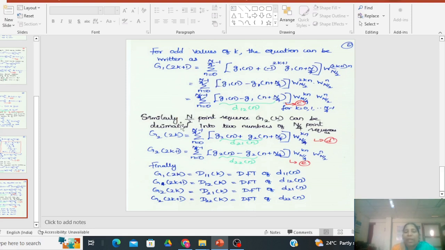Similarly, we have to decimate g2 of k into d21 of n and d22 of n. Now finally we have g1 of 2k as d11 of k, which is the DFT of d11 of n. g1 of 2k plus 1 is d12 of k, which is the DFT of d12 of n. g2 of 2k is d21 of k, which is the DFT of d21 of n. g2 of 2k plus 1 is d22 of k, which is the DFT of d22 of n. So now finally we have decimated the 4 point sequence into 2 point sequence.